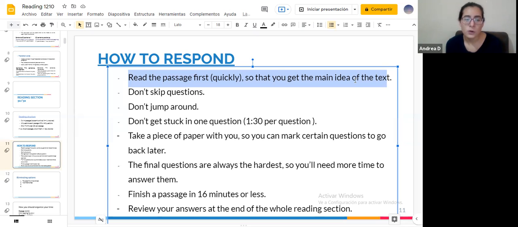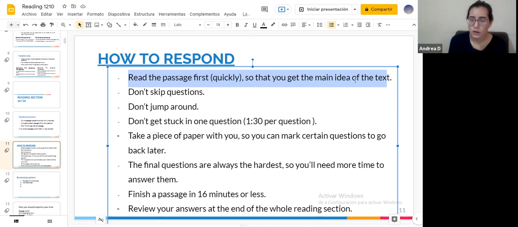If you think you are a slow reader, you have a problem with time, you usually take too much time reading the passages, you are constantly running out of time in the reading, which is something that happens to a lot of people, including me, I would say the best thing you can do is just read the questions first. Read one question, look for the answer. Read the next question, look for the answer.